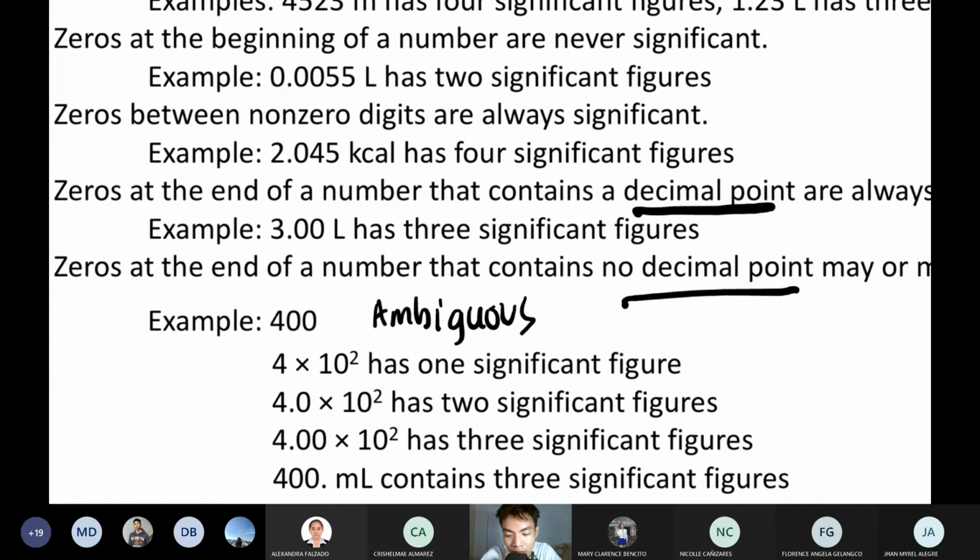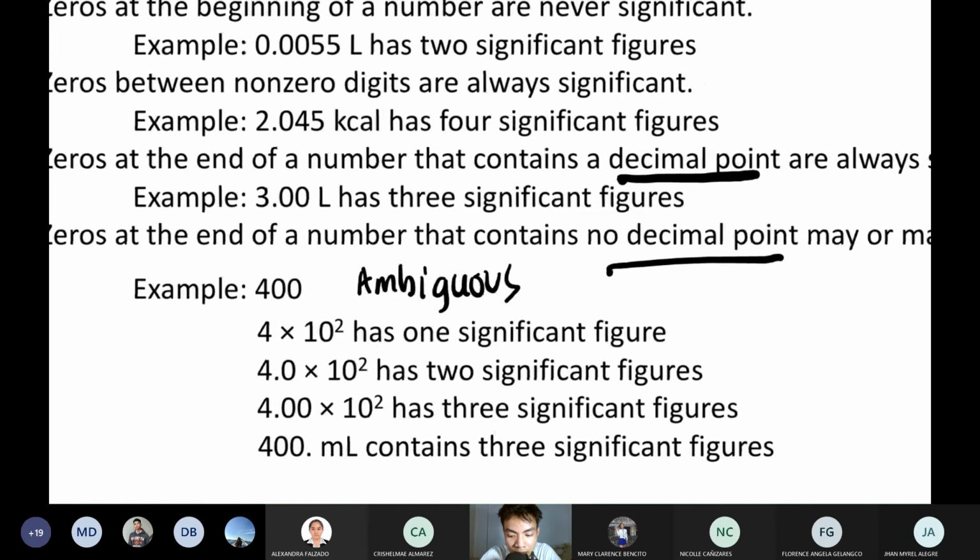So, in order to remove ambiguity, we use scientific notation. Instead of writing 400, you can write it as 4 times 10 raised to 2. Paano magbibilang ng significant figure pag scientific notation? Tignan mo lang yung nasa harap. So yung 400, since ambiguous yan dahil walang tuldok, you can write it as scientific notation.